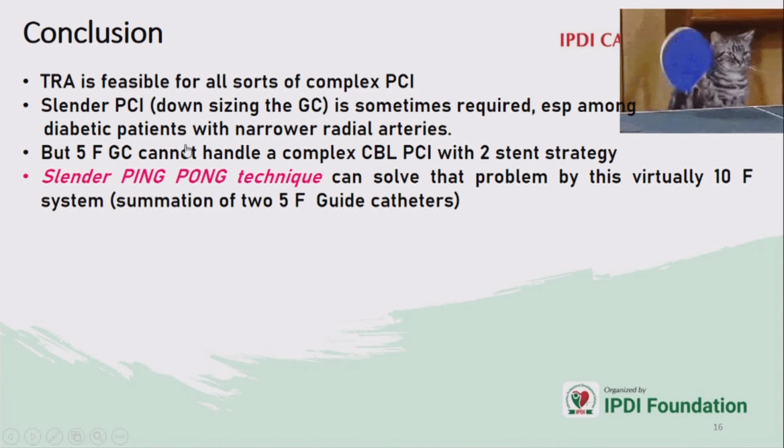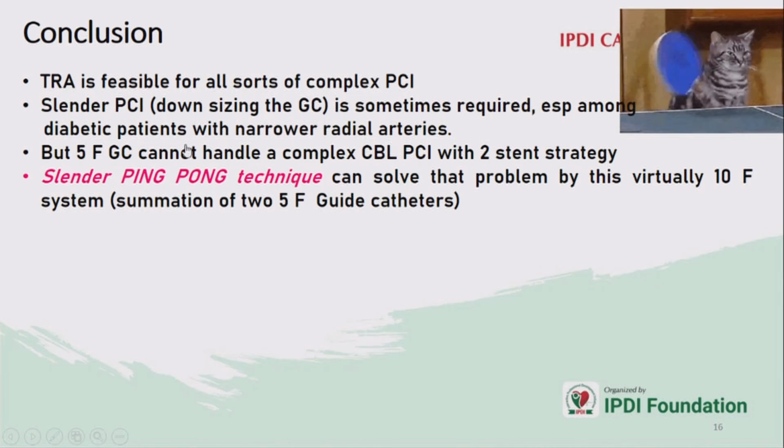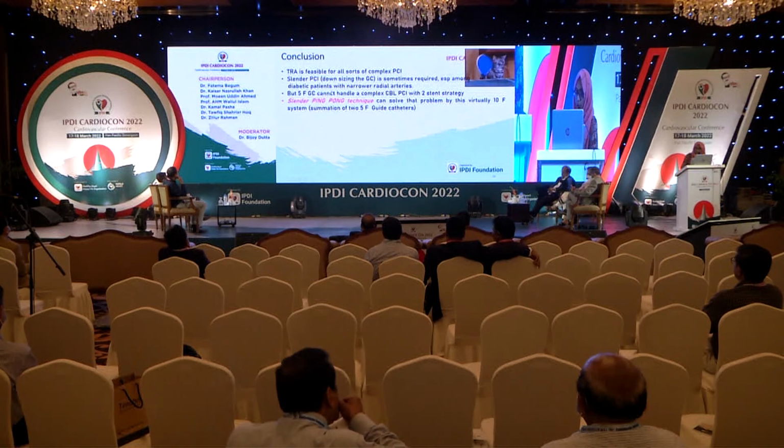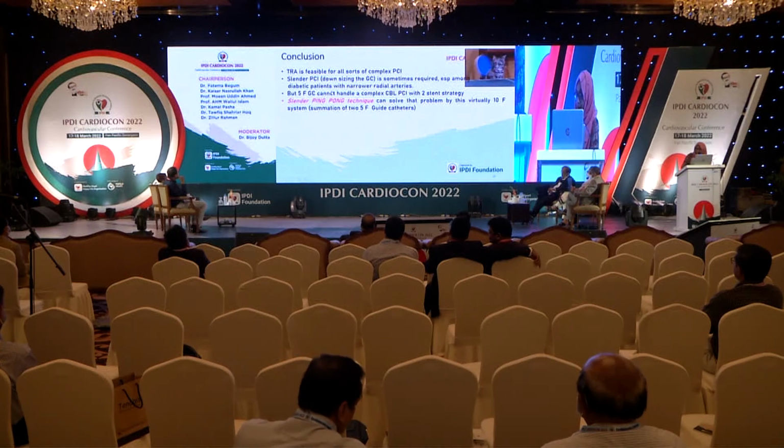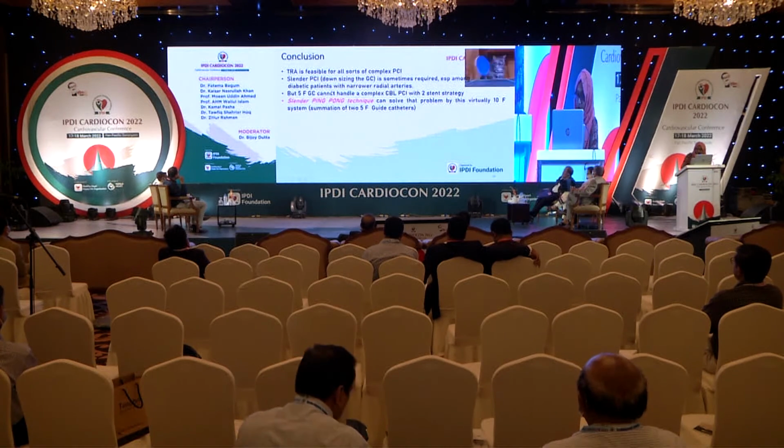So in conclusion, we know that transradial is feasible for all sorts of complex PCI, and slender PCI, which is essentially downsizing the guide cath, is sometimes required, especially among diabetic patients with narrow radials, and we see a lot of them at our center. But a 5 French, we all know, cannot handle a complex bifurcation lesion with a 2-stent strategy. And this is where slender ping-pong can solve the problem.